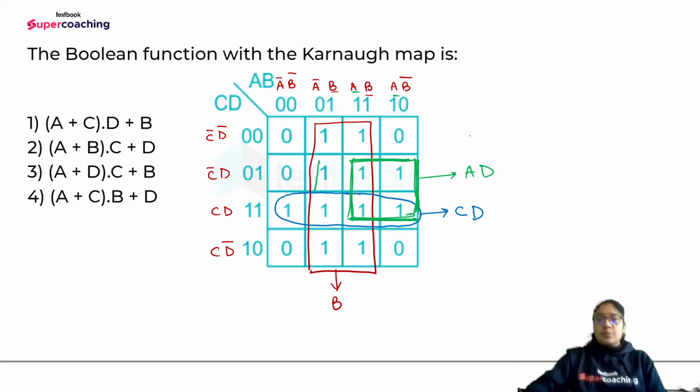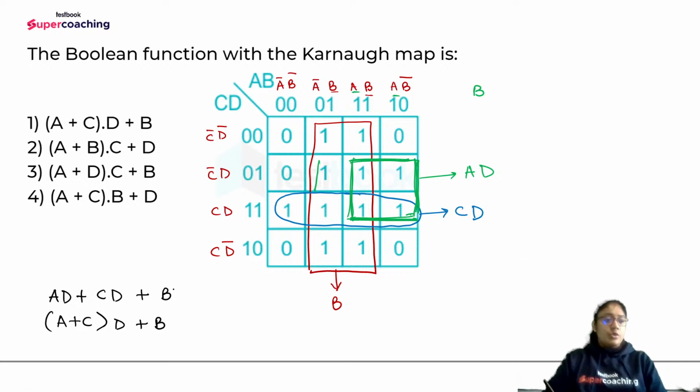Now simplify the expression. So the expression comes out to be AD plus CD plus B. If I take D common, it will be A plus C, D common, plus B. So A plus C, sorry, it's option 1: A plus C into D plus B. So the correct answer is 1.